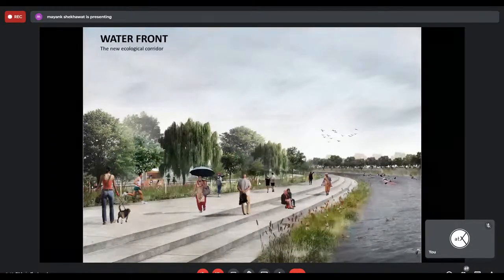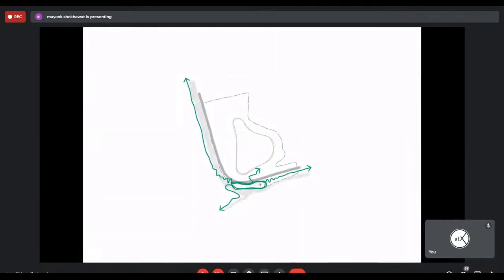So now this was the first landscape zone. This was the waterfront. It was designed as part of the urban ecological corridor, as I had mentioned before.